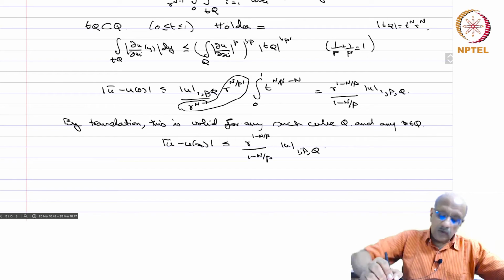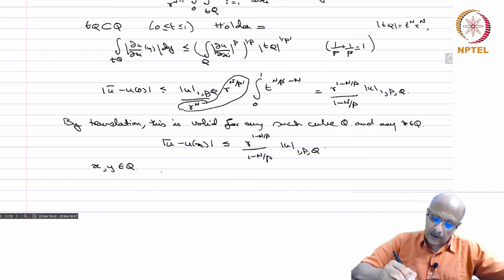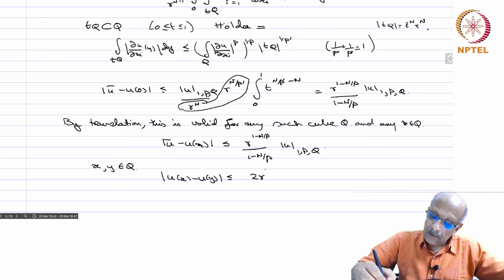Now if x and y belong to Q, you apply it both to x and to y, and then by the triangle inequality, mod of ux minus uy is less than or equal to 2 r power 1 minus n by p by 1 minus n by p into mod u 1pQ.